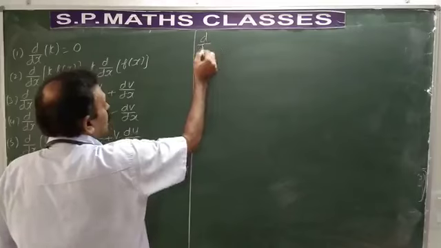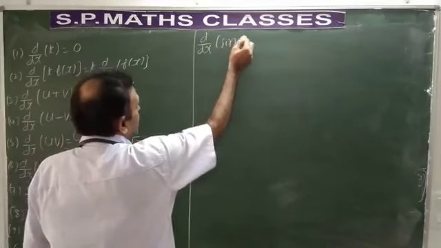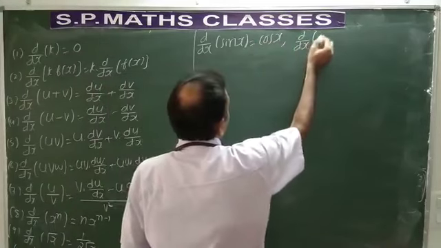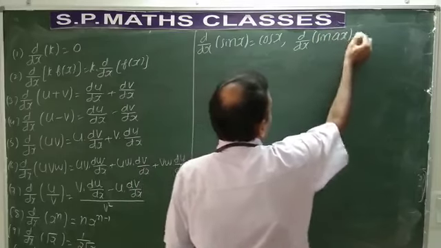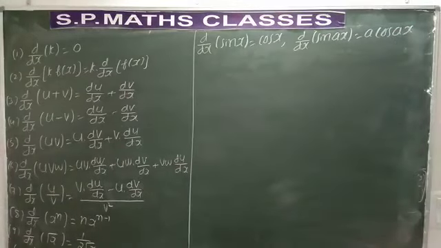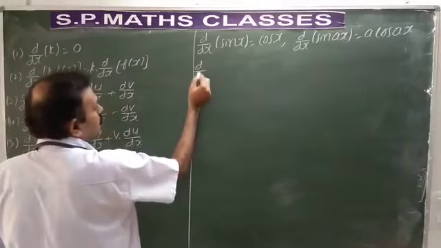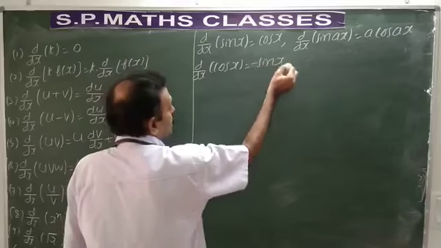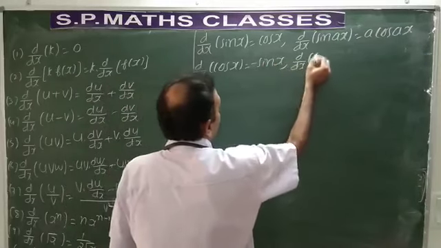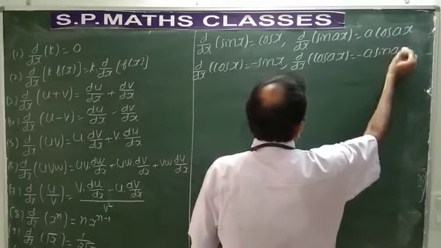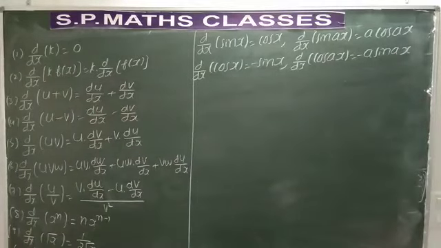Now d by dx of sin x will be cos x. Similarly, d by dx of sin ax, the multiple angle, is a cos ax. You know this. So d by dx of sin x is cos x, and d by dx of sin ax will be a cos ax. Similarly, d by dx of cos x is minus sin x. Here d by dx of cos ax is minus a sin ax, that is the formula.